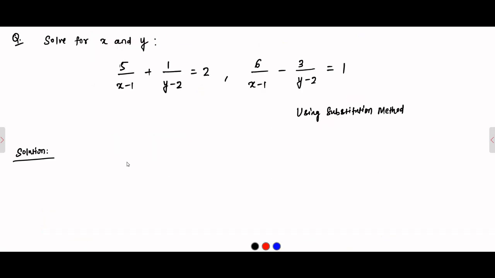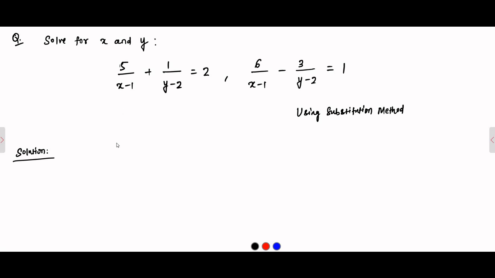So here is another question on linear equations in two variables, which we have to solve using substitution method. So the two equations are 5 by x minus 1 plus 1 by y minus 2 is equal to 2, and 6 by x minus 1 minus 3 by y minus 2 is equal to 1. So again you find a different representation of the two equations. So we'll see how we'll solve it.